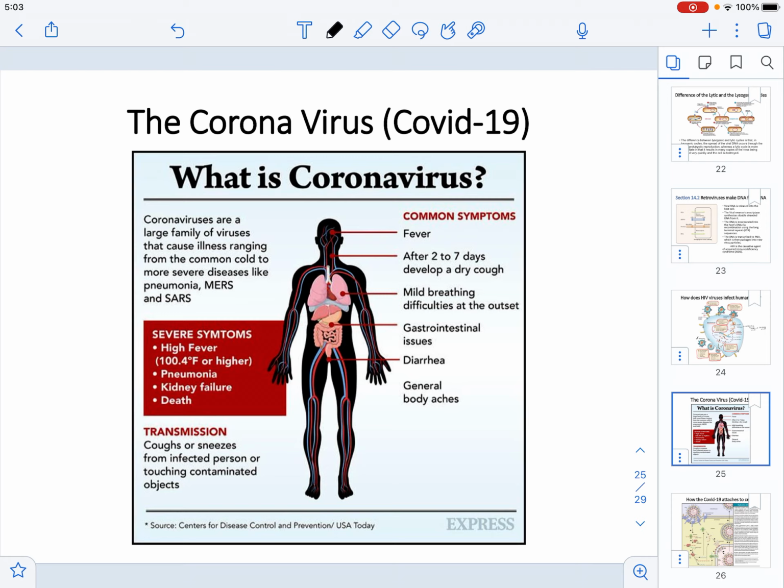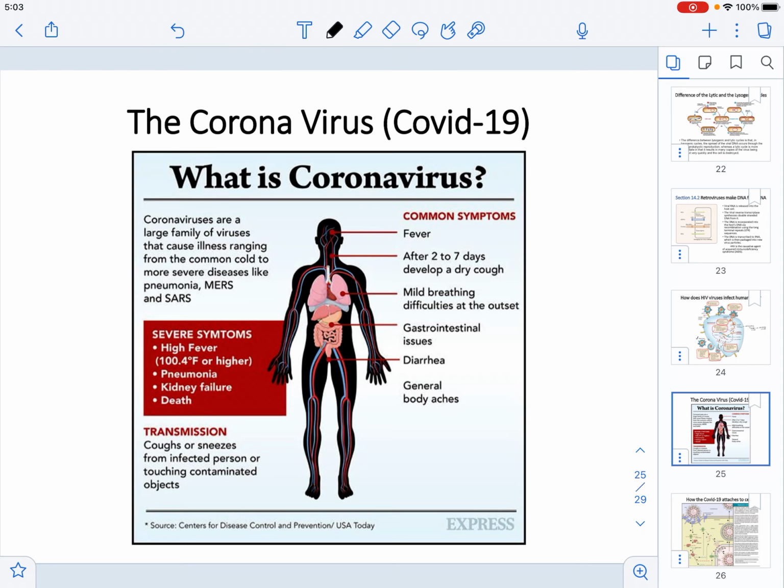So let's actually discuss what is a coronavirus, because I want you to understand that when it comes to the coronavirus, this is not a new virus. Coronaviruses are a large family of viruses that cause illnesses ranging from the common cold to severe diseases like pneumonia and even MERS and SARS.